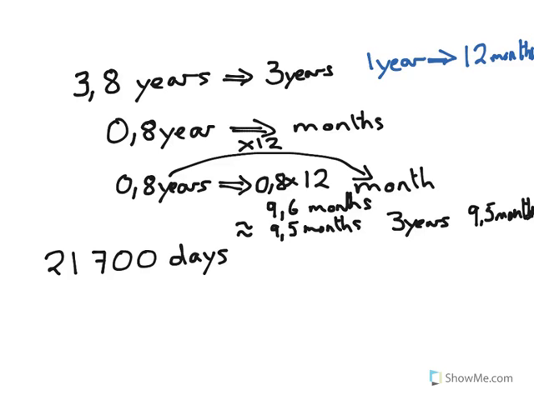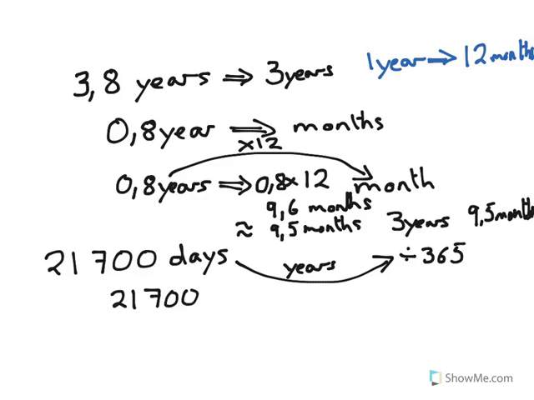What then if we get an answer to a question that we're working out, and we get an answer of 21,700 days. Are we allowed to keep it in that? No, because really nobody understands how many years or months or weeks we have in 21,700 days. So we would have to convert days into years. How would we do that? We would convert days into years by dividing by 365. So let's take our 21,700 days and change them into years.